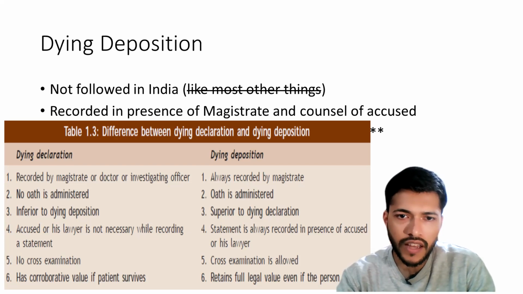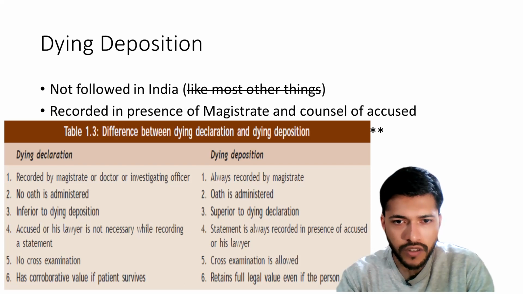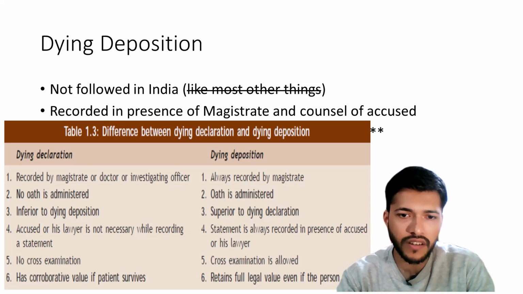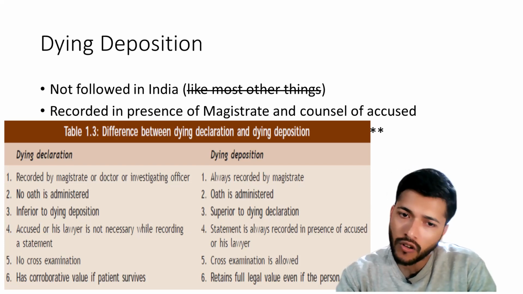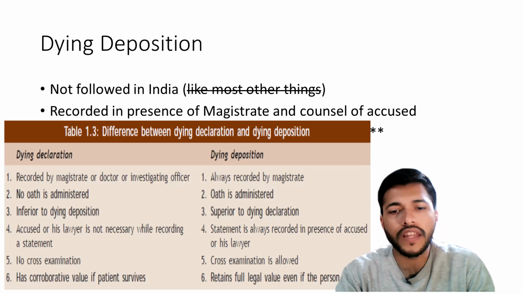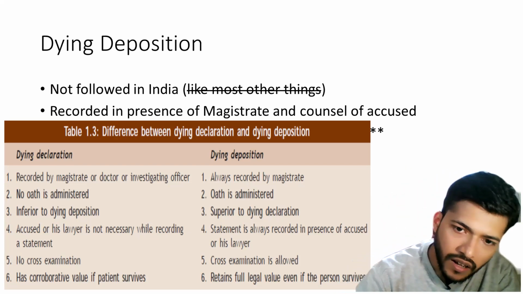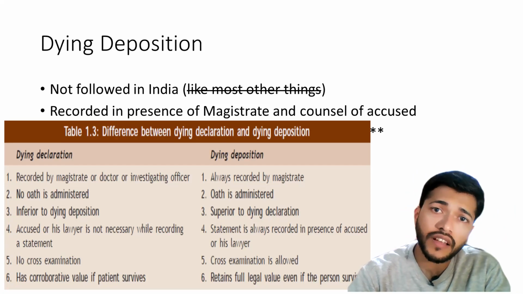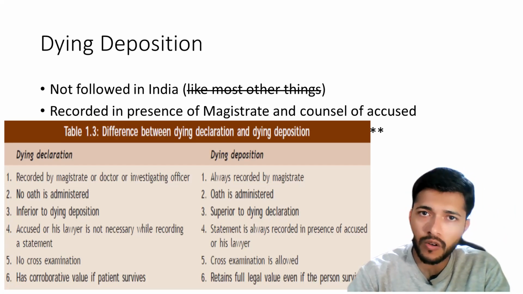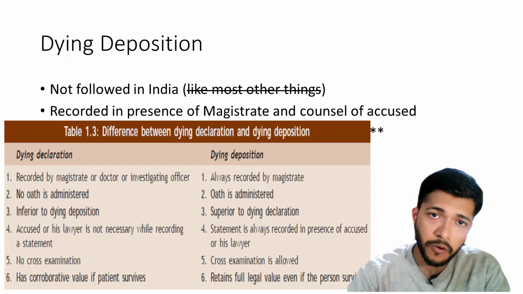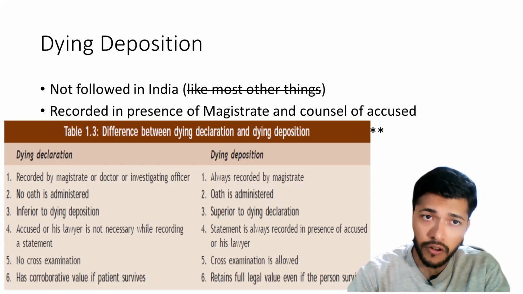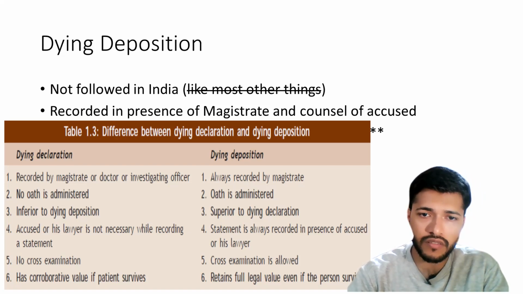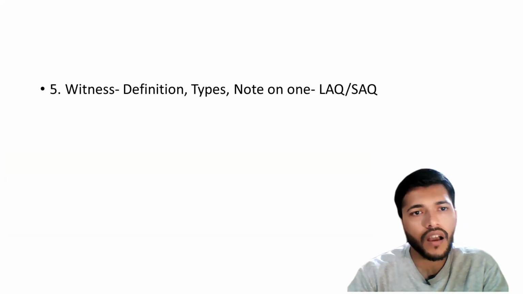So I'll just mention what's dying deposition: always recorded by magistrate, oath is administered, superior or better statement, always recorded in presence of accused or his lawyer, and cross-examination is permitted. It retains full legal value even if the person survives, right? So in dying declaration, if the person survived, it would only have a corroborative value. But here in dying deposition, even if the person survives, it retains its full legal value as proper evidence, right? So that's dying deposition.